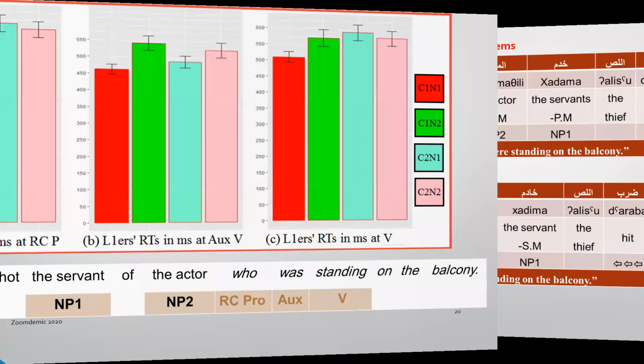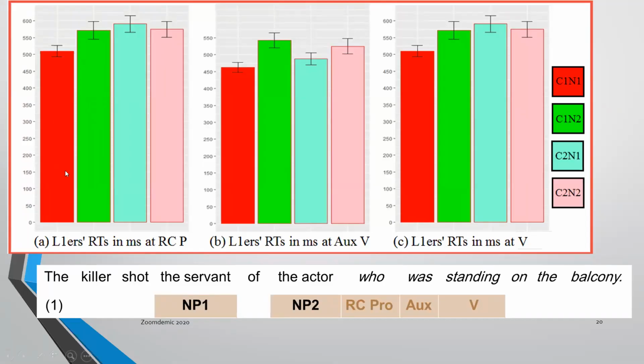So the results of the native speakers, as you could see, these are three critical regions. The critical regions begin with the RC pro, and then the auxiliary verb, and then the main verb. The conditions are NP1 biasing context, NP1 attachment. So native speakers were generally faster at that, and that is expected. However, they were not really affected by context. If they were, this would be the highest. But there was some interaction happening.